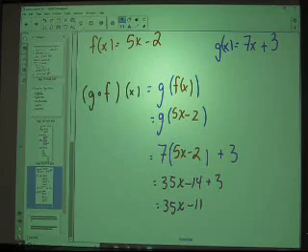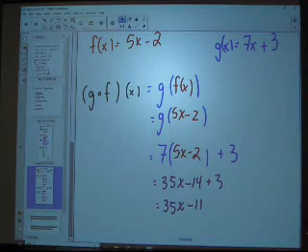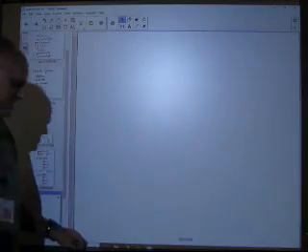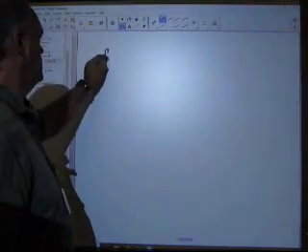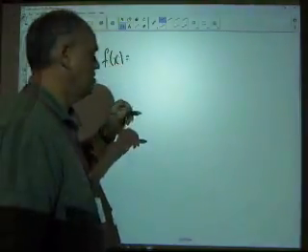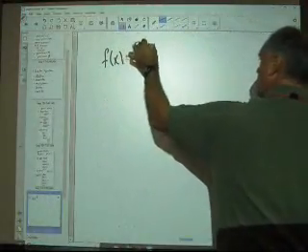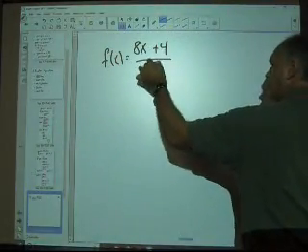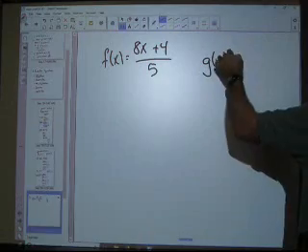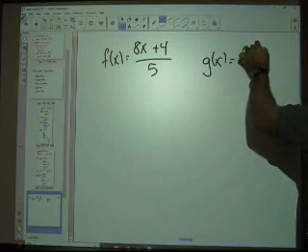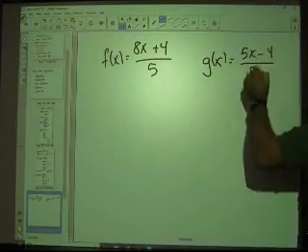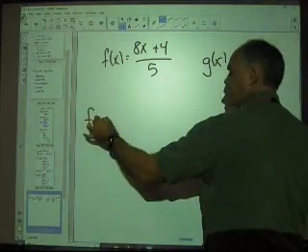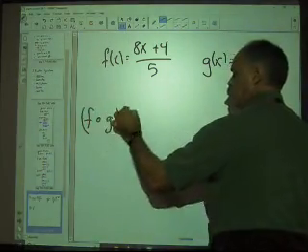How do we feel about composition? Are we good with this? Do we want to see another example with this? All right, good. We'll see another example. Let's try this one. Let's see if we can take f of x equals 8x plus 4 over 5. And let's look at g of x equal to 5x minus 4 over 8. And I would like for you to find for me, please, f composed of g of x.